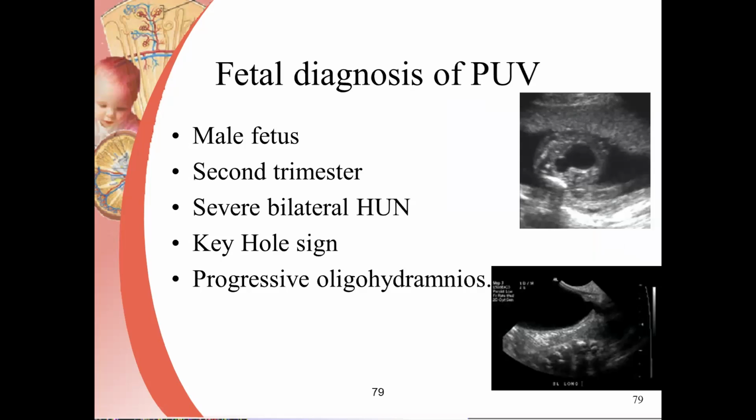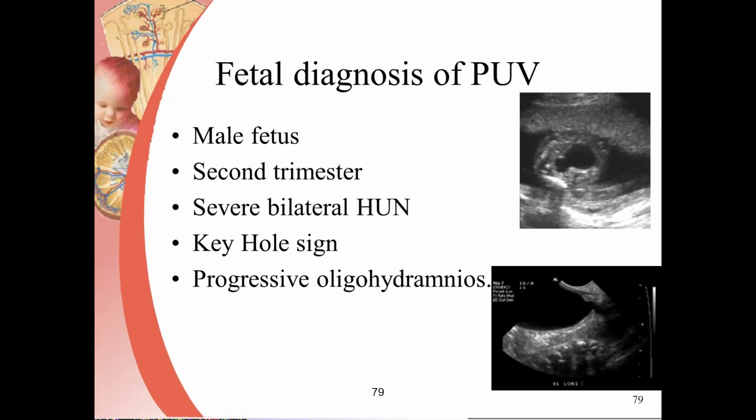Fetal diagnosis of posterior valve is possible these days. It's particularly possible in those where there are features of severe bilateral hydronephrosis, oligohydramnios, and what is known as keyhole sign. So this is a keyhole sign. Keyhole sign means dilated posterior urethra and the thickened bladder looking like a keyhole. And an important cause of oligohydramnios is posterior valve. This is because the amniotic fluid is essentially formed by the fetal urine, and once there is an obstruction to the passage of the urine, the amniotic volume becomes less.